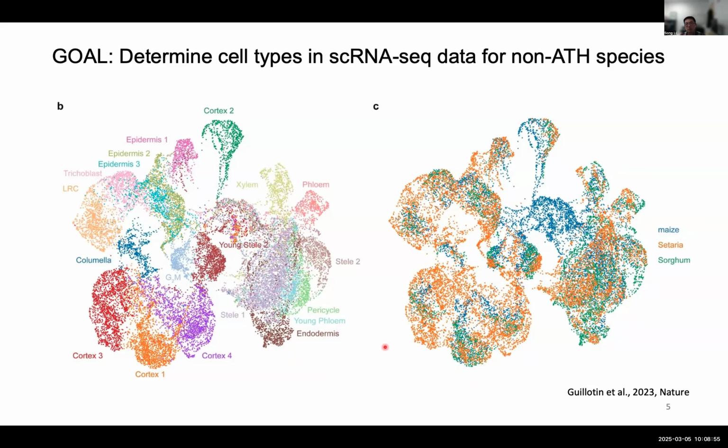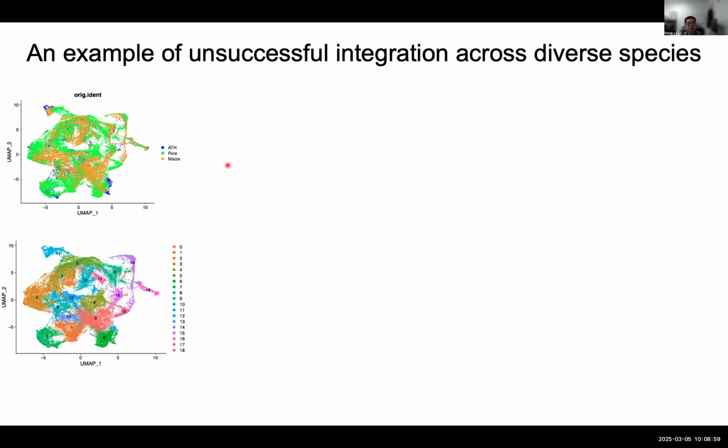We also tried a similar approach for a more diverse case. In this case, we show an unsuccessful integration of different species. Why do I call that? We took the published Arabidopsis, rice, and maize single cell data, and then did an integration using Seurat's default pipeline. And what you can see is that the 3 species dots are overlapping with each other, mixed pretty well in the single cell map.